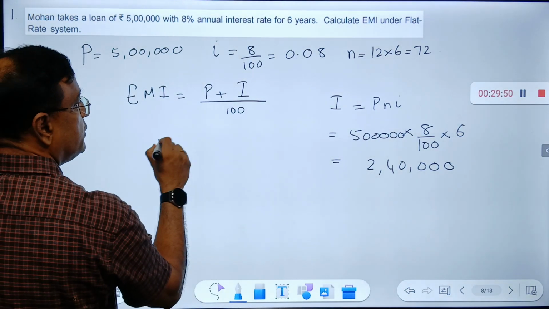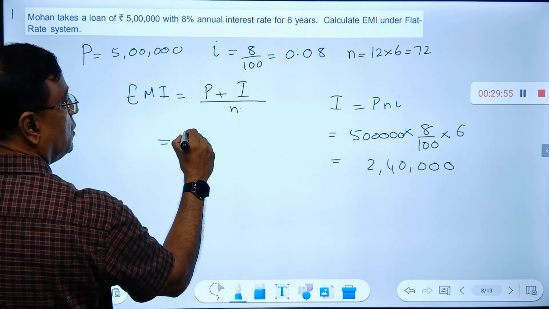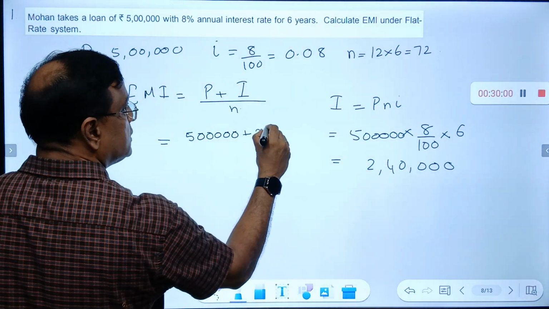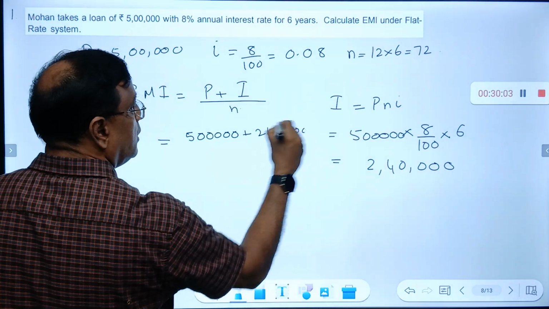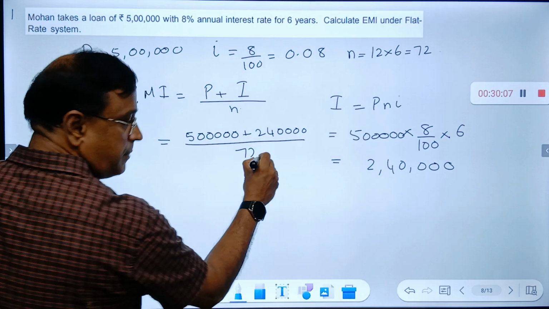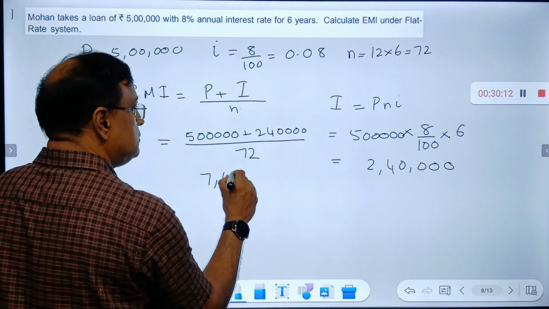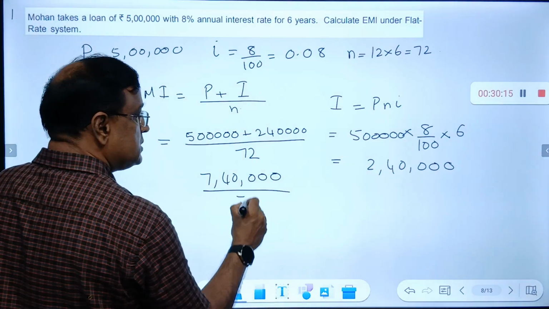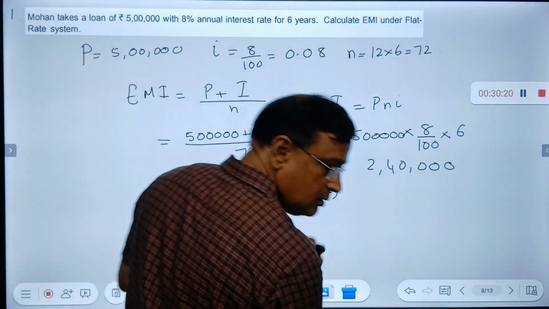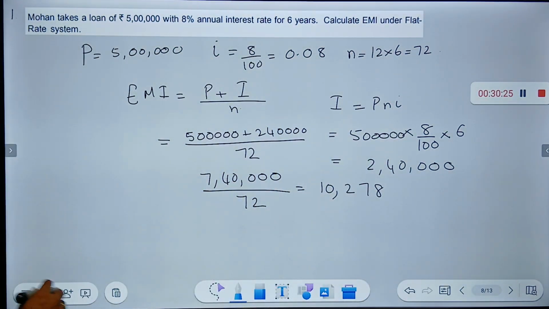Now take this and substitute here, divided by n, which is 5 lakhs plus 2,40,000 divided by n, which is 72. So when you divide this, what do you get? It is 7,40,000 divided by 72. So what will be that? That is around 10,278. That is easy to divide. It's not complicated. So again, I'll repeat.